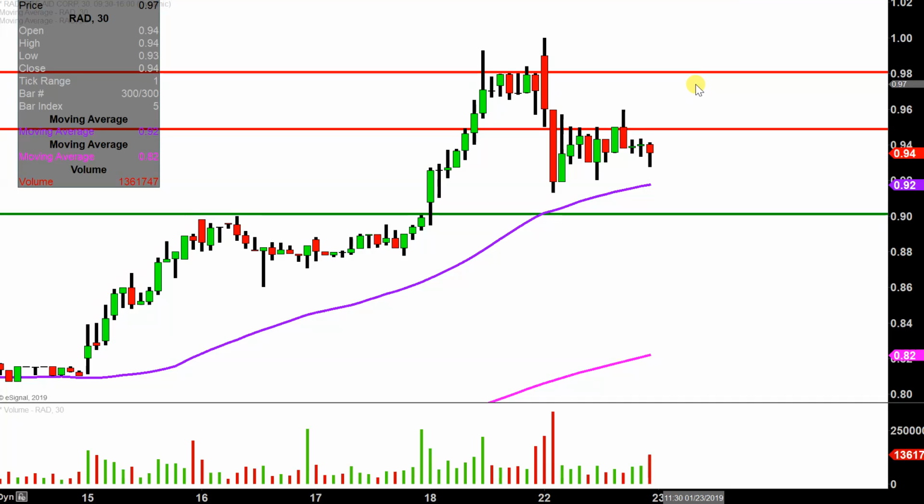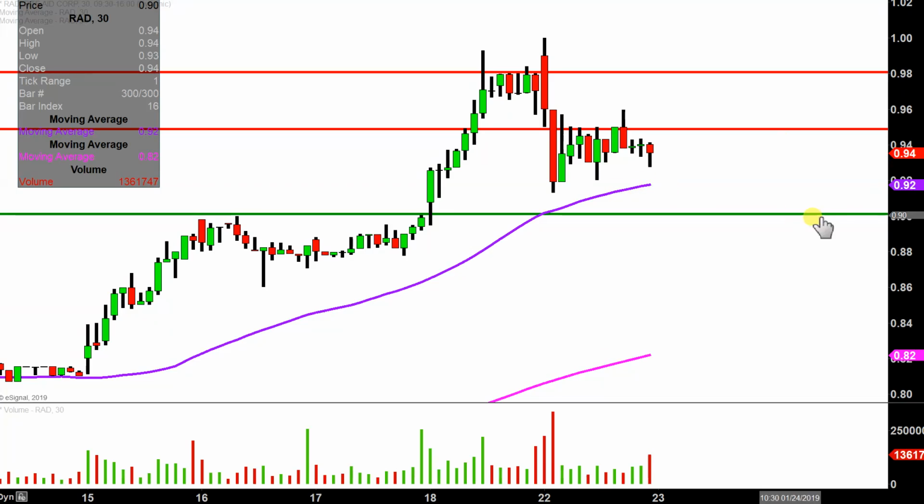As far as levels of support are concerned, you have this purple line here, the 50-period simple moving average, which is sloping nicely upwards. So that'll be the near-term level to keep an eye on. Right now, valued at 92 cents, but again, it is a moving average, so that value will change over time. But that's the initial area to keep an eye on.